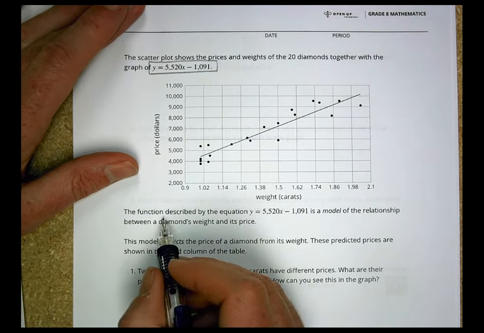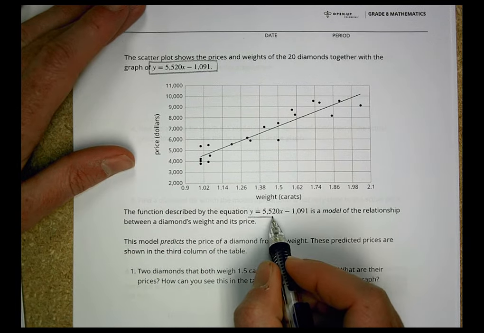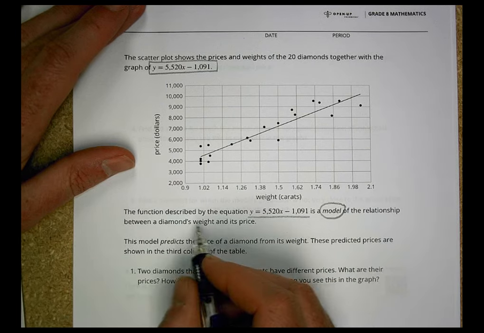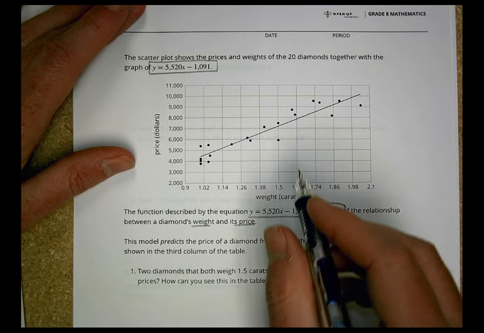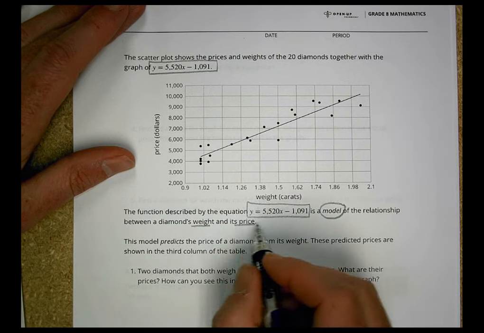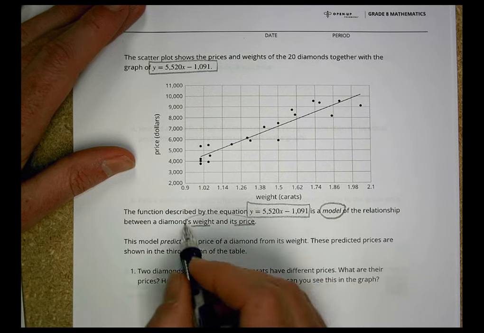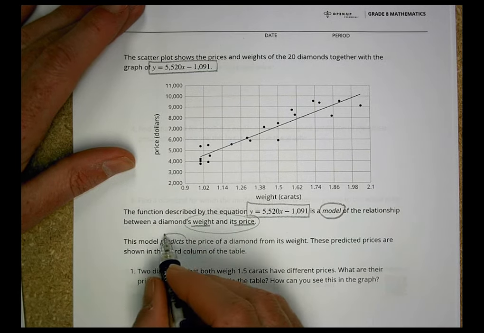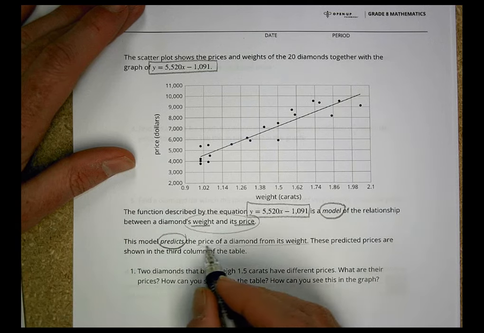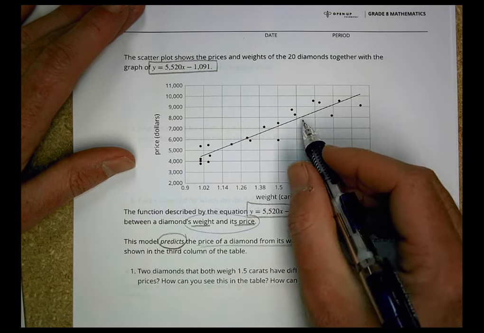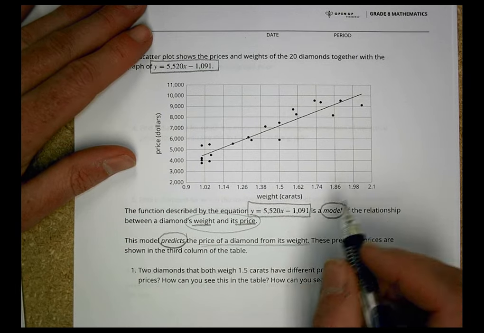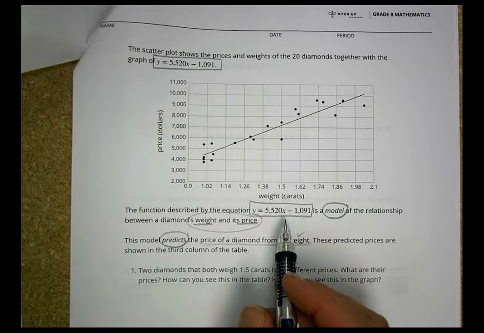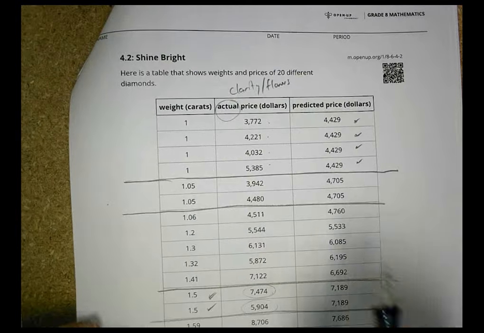Okay? The function described by the equation y equals 5,520x minus 1,091 is a model of the relationship between a diamond's weight and its price. So this equation here is a model that helps us understand the relationship between 2 items, the weight and a price. The purpose of the model is to do what? To predict the price of a diamond from its weight. So if you have an accurate model, you can predict what a diamond is going to cost based upon the weight. These predicted prices are shown in the 3rd column of the table. So using this equation here, these numbers are generated.